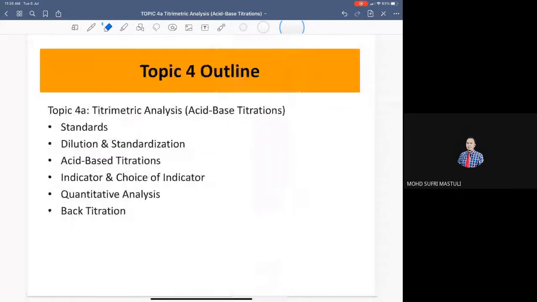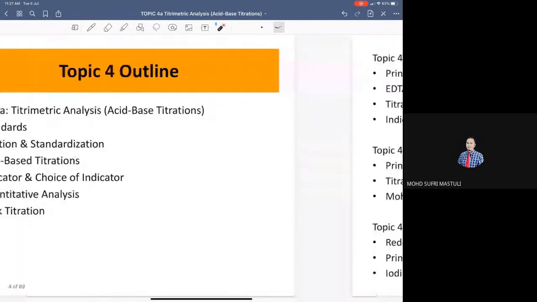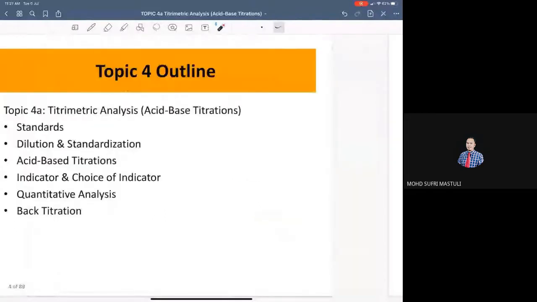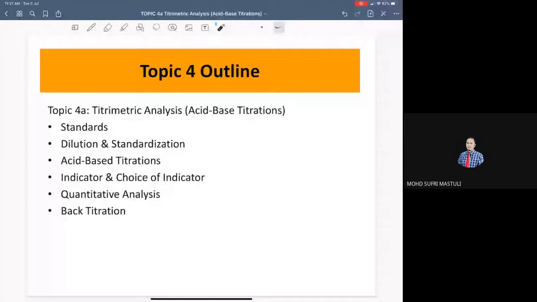For this topic 4, titrimetric analysis or volumetric analysis is about titration. This topic will be divided into 4 subsections. The first one is acid-base titration. The second one is complexation titration. Third is precipitation titration. Last but not least is redox titration. Meaning that in this topic 4, titrimetric or volumetric analysis, you will learn 4 parts of titration.